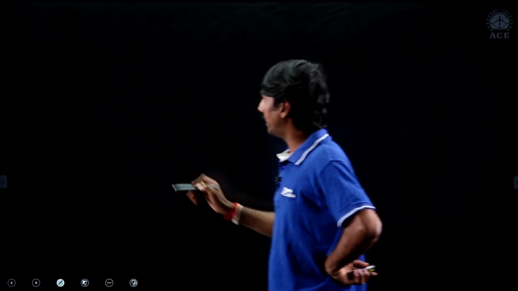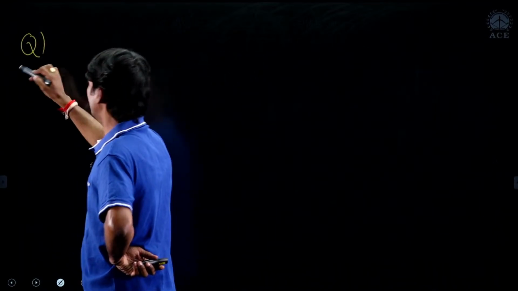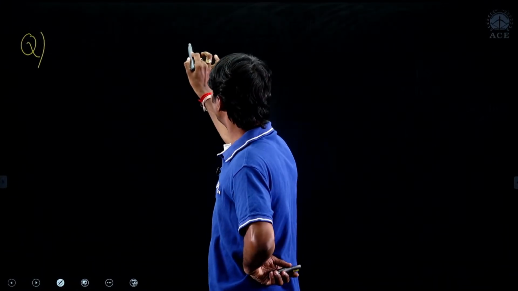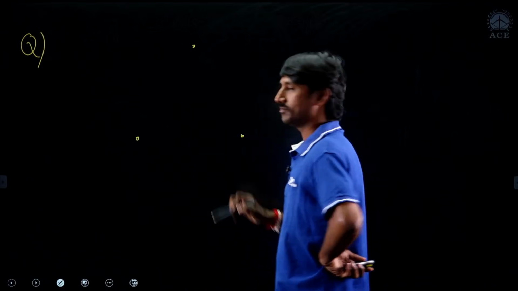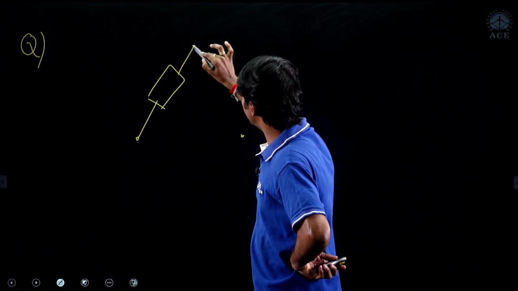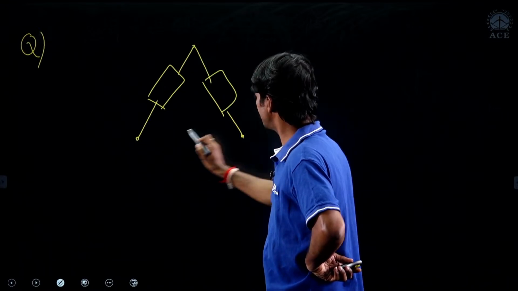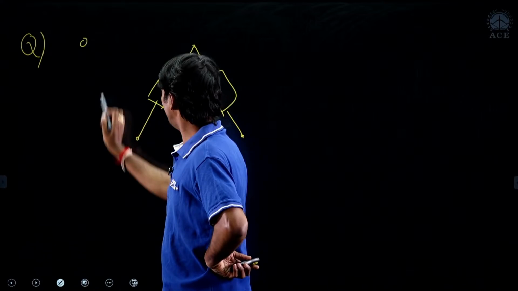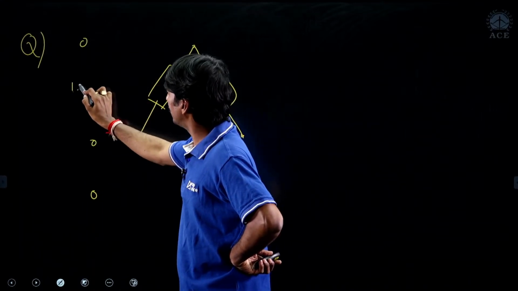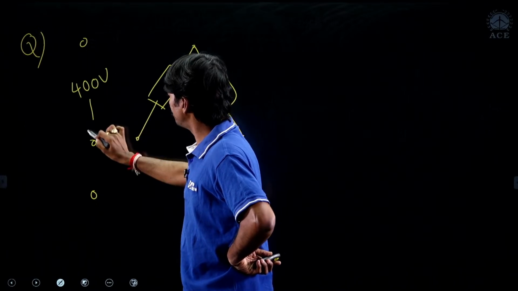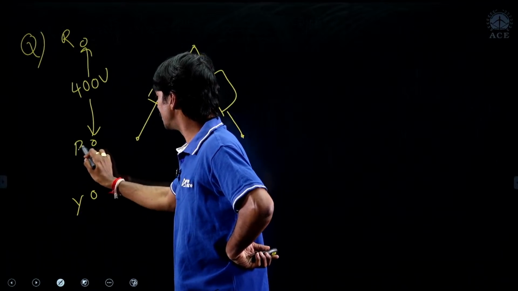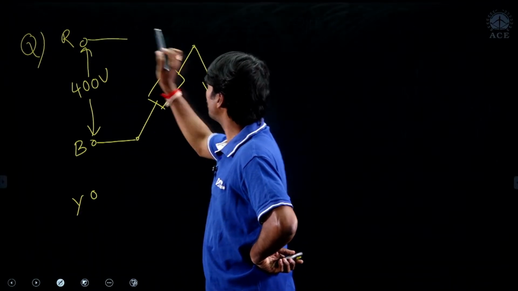And one more question from the electrical measurements. This is a two wattmeter method question. The approximate data we received is a delta connected load. Two loads are given like this, and a three-phase supply is given. The line voltage given is 400 volt. This is R, this is Y, and this is B. The supply is connected here.